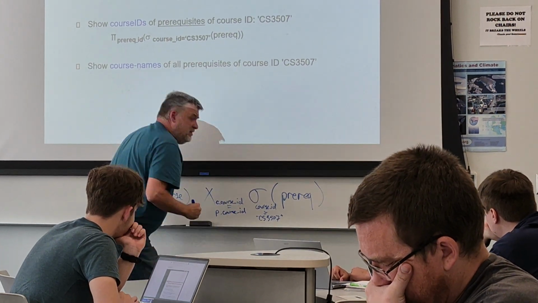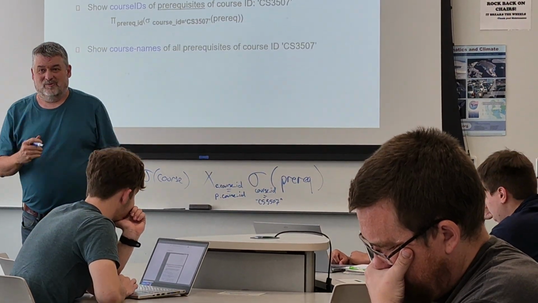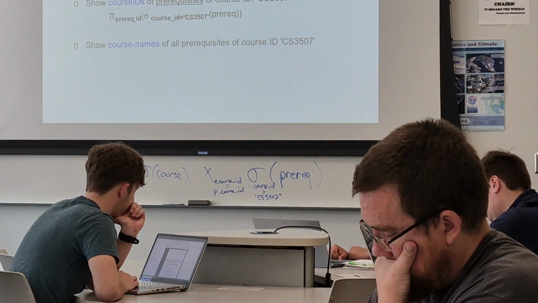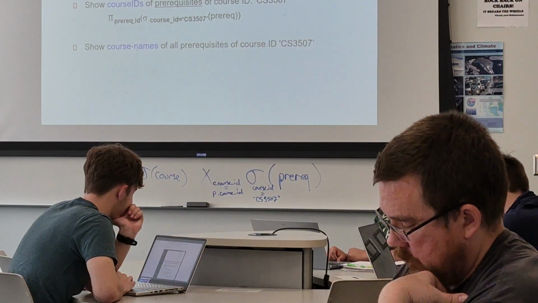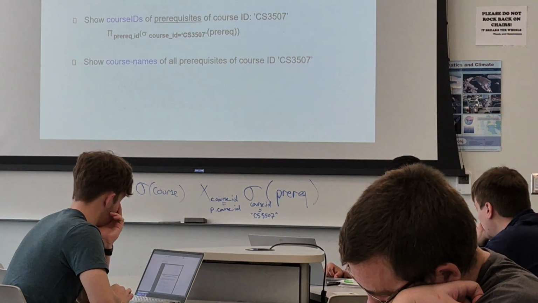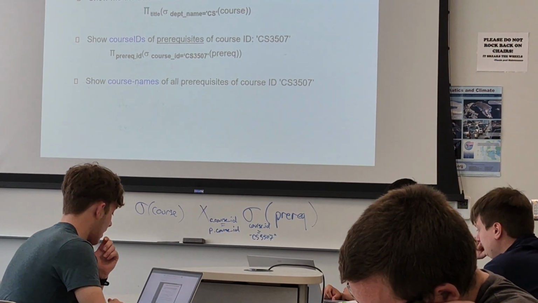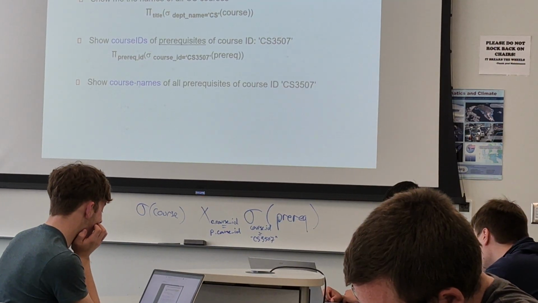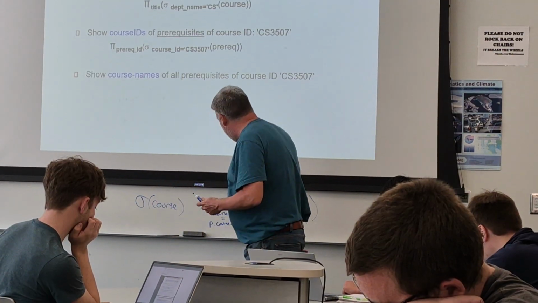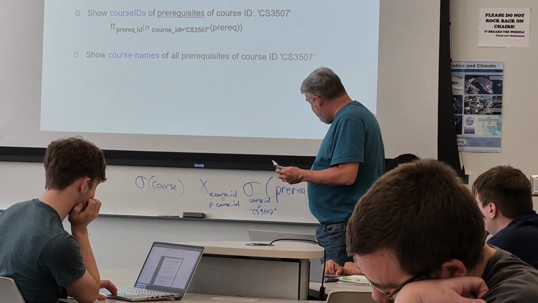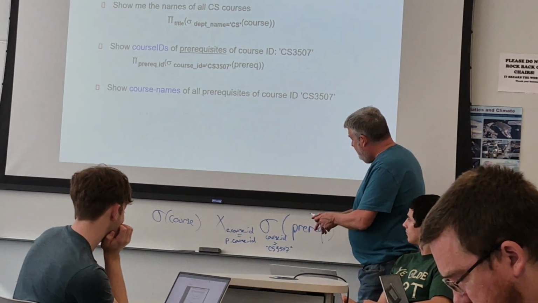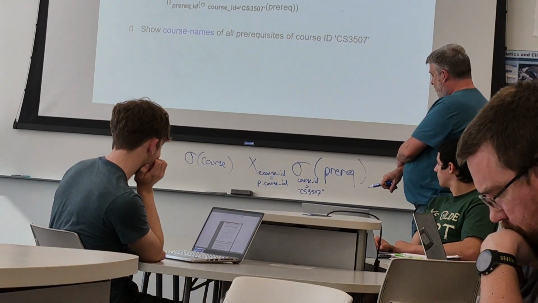The name didn't even change. We could use a natural join on this and it would work. Put a bow tie in there, and then we don't even need to put a predicate in there. Okay, so everything from every row in the course table will match up with all of the CS 3507 rows from the prereq table, but they'll only combine if their course ID is the same in both of those tables, which means C.course_ID is equal to P.course_ID.